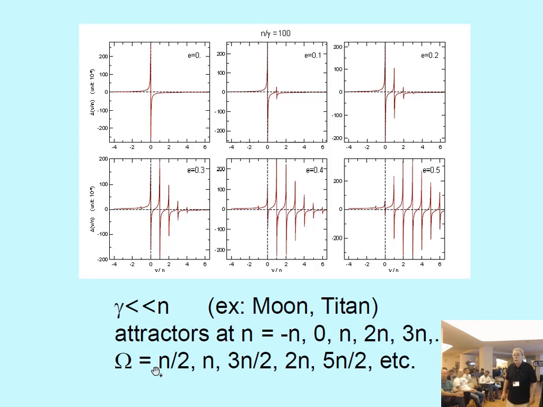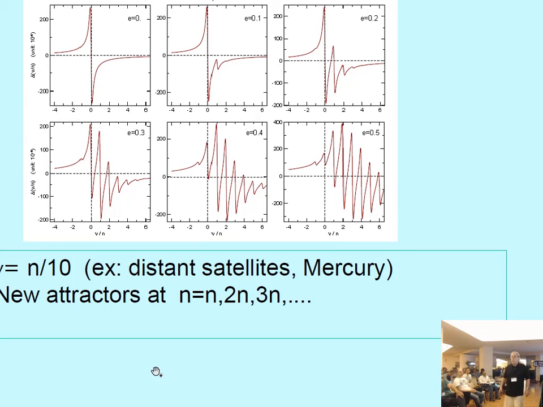If you go back to the previous slide, the eccentricity of Mercury is about 0.2, 0.2056. So it's 0.2. So do you get the 3 to 2 resonance? No, this is not for Mercury. This here is for gamma equal to n divided by 10. Mercury is close to this, but Mercury is not exactly this value of gamma.